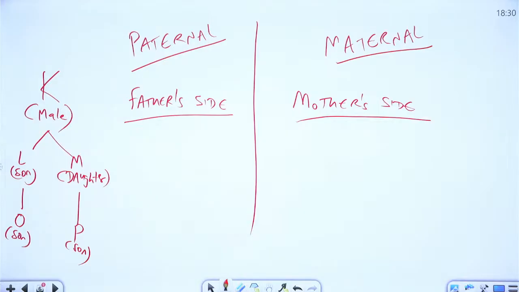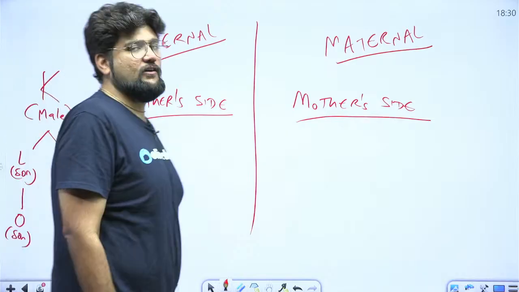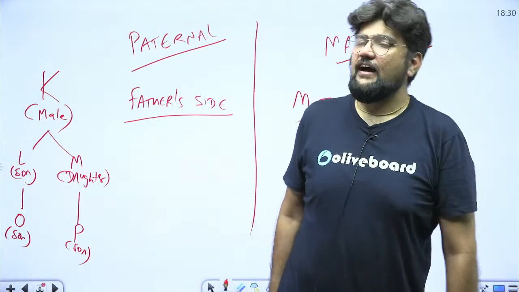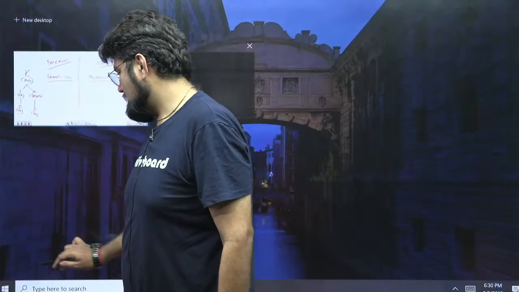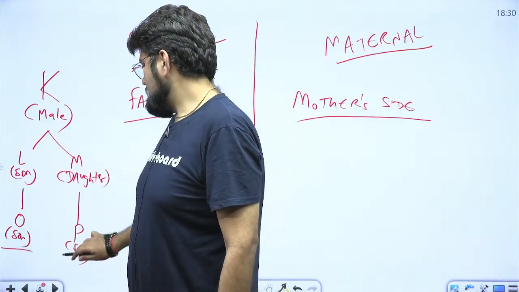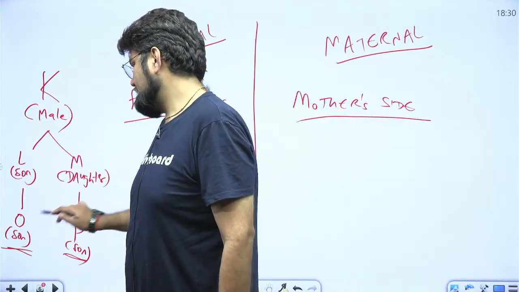Very good. Arvind already knows his blood relations very well. Good job. Now, again, I am very sure that a lot of you, those who are just quietly observing everything, have thought that O is the paternal grandson and P is the maternal grandson. Well, that is not the case.